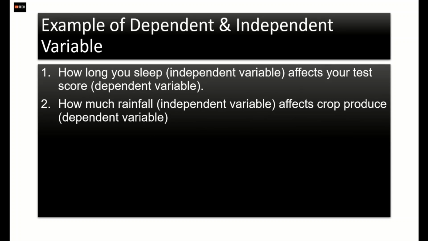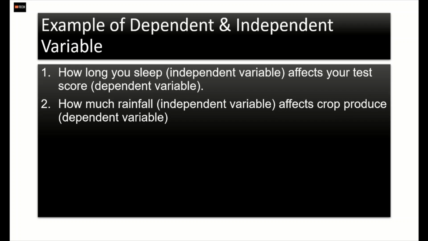Example of dependent and independent variable: how long you sleep affects your test score. So now, what is our independent variable here? It is how long you sleep. That's the one we can easily change. Then, does how long you sleep affect our test score? So it's an independent variable, and in this experiment, test score is the dependent variable. So test score depends on how long you sleep.